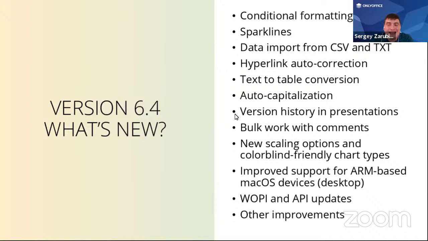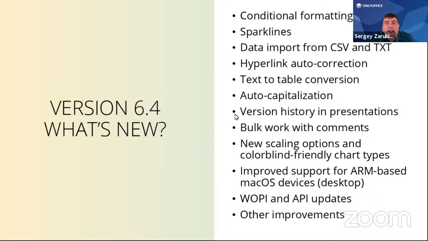As for presentations, now you can use the version history feature, hide notes, and start new sentences with capital letters automatically, like in documents. Also, the new version comes with bulk work with comments, new scaling options, and colorblind friendly chart types. What's more, we have also significantly improved support for Apple Silicon Macs in ONLYOFFICE desktop editors and added WOPI and API updates.